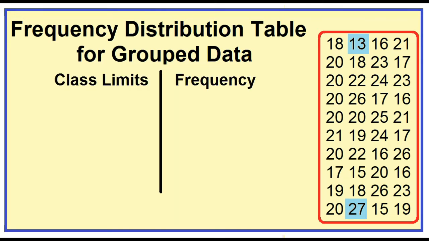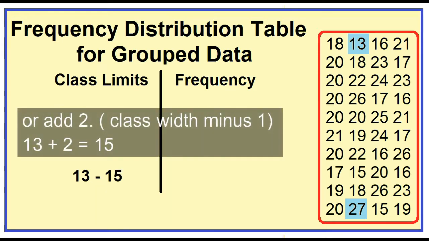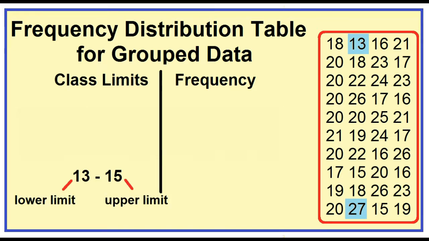Our starting point is the lowest age, which is 13. Remember that our class width is 3, meaning there are 3 numbers in each group. Let's count 13, 14, 15. Our first class is 13 to 15. The left member is the lower limit and the right member is the upper limit.